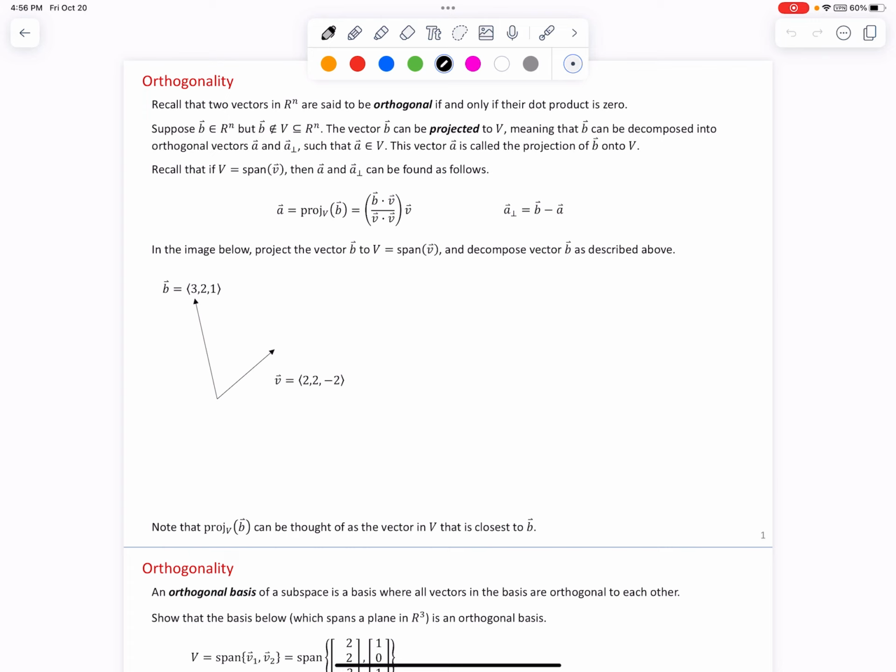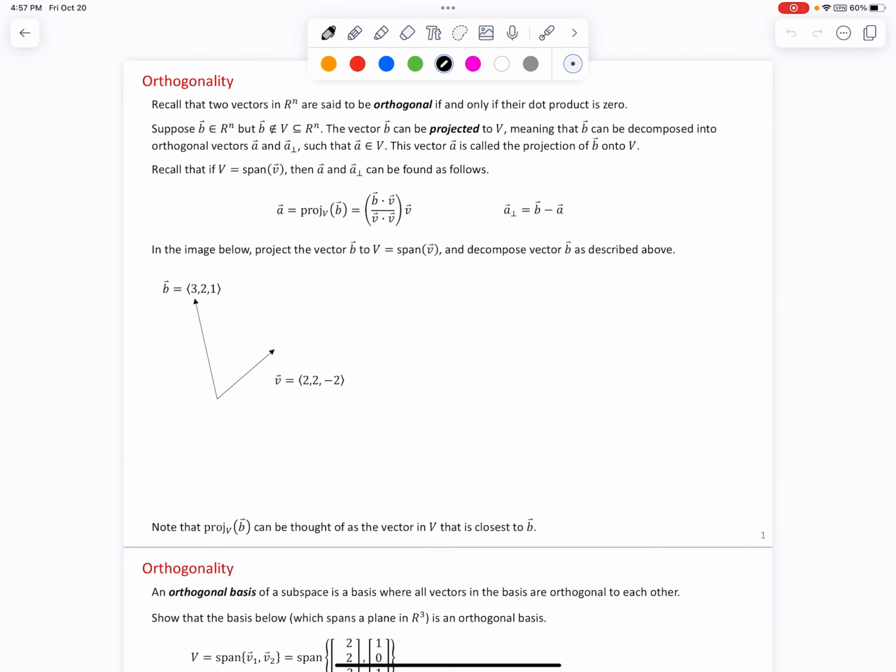Suppose we have a vector b in Rn, but b is not in some vector space V that's a subset of Rn. The vector b can be projected to the vector space V, meaning that b can be decomposed into orthogonal vectors a and a perpendicular, such that a is in the vector space. This vector a is called the projection of b onto V. Note that if V is the span of just one vector, then a and a perpendicular can be found as follows. This is something that we did in an earlier unit.